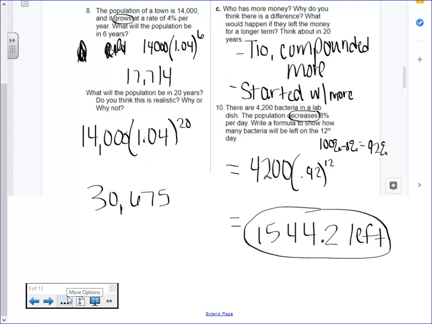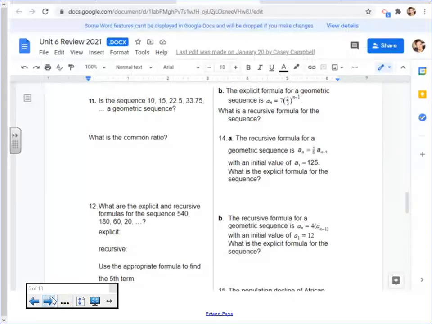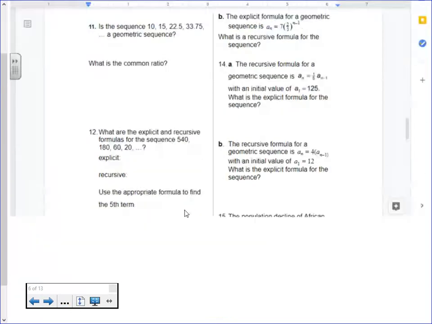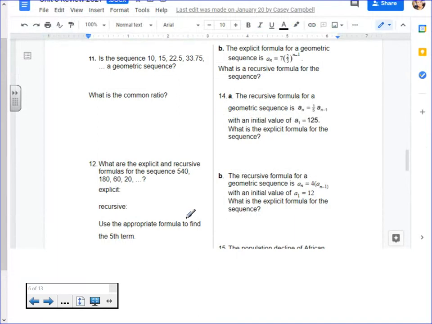All right, we're going to get through the rest of these really quickly. Now we're talking about sequences, like recursive sequences, geometric sequences, explicit sequences. On number 11, it says the sequence 10, 15, 22.5, 33.75. Is that a geometric sequence? An easy way to figure out if you have a geometric sequence, take 33.75 divided by 22.5. See what you get.